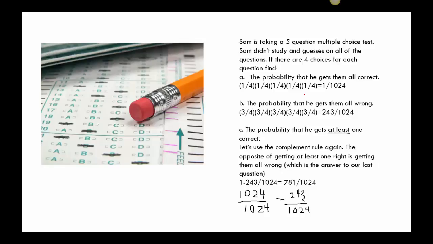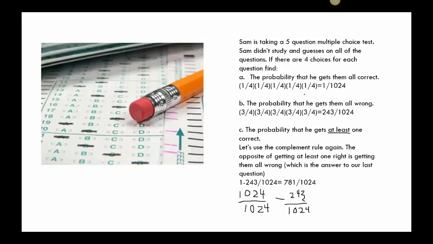Okay. Again, anytime I see at least, I want to do 1 minus the complement. So 1 is the easy part. I know to put 1 down. The complement is, what's the opposite of getting at least 1 right? It's getting them all wrong. So you can see again, I've set us in the right direction. In part B, I had us figure out how to get them all wrong.